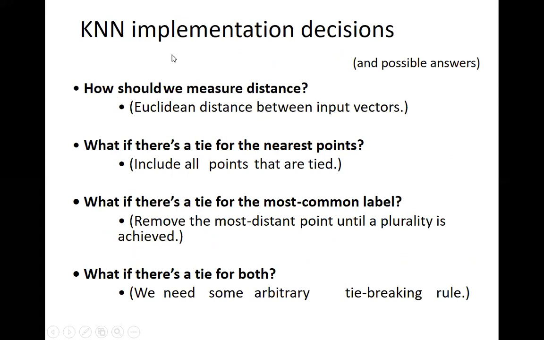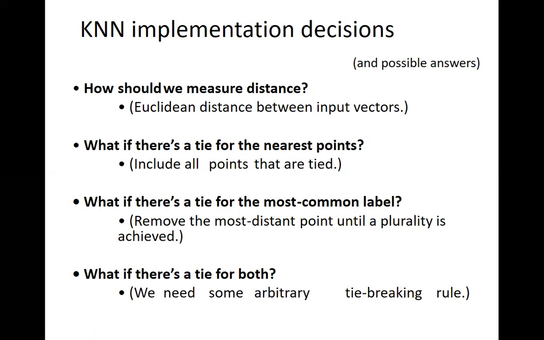When it comes to KNN, we have to make certain implementation decisions. So we need to answer these few questions while implementing the KNN algorithm. First and foremost is how we have to measure the distance between the query point and the training examples. We already know we are using Euclidean distance between input vectors and the training examples. Input vector is nothing but each and every one of our query attributes. It's a vector.